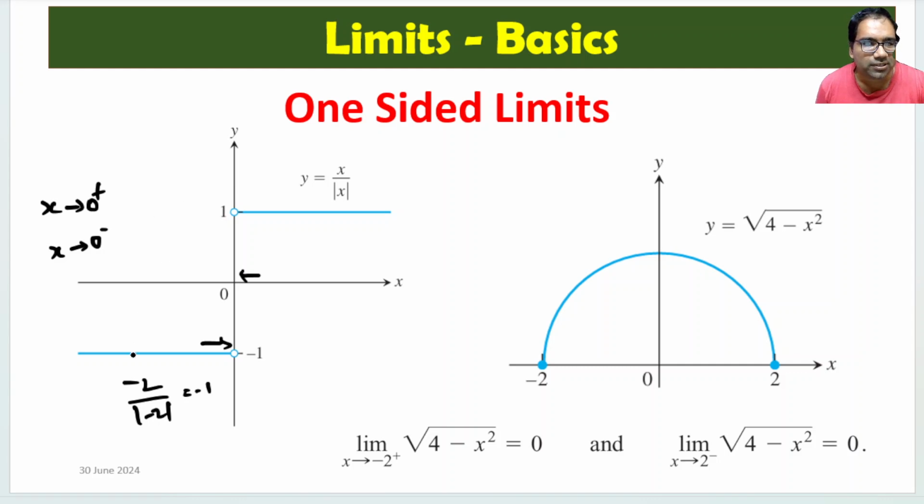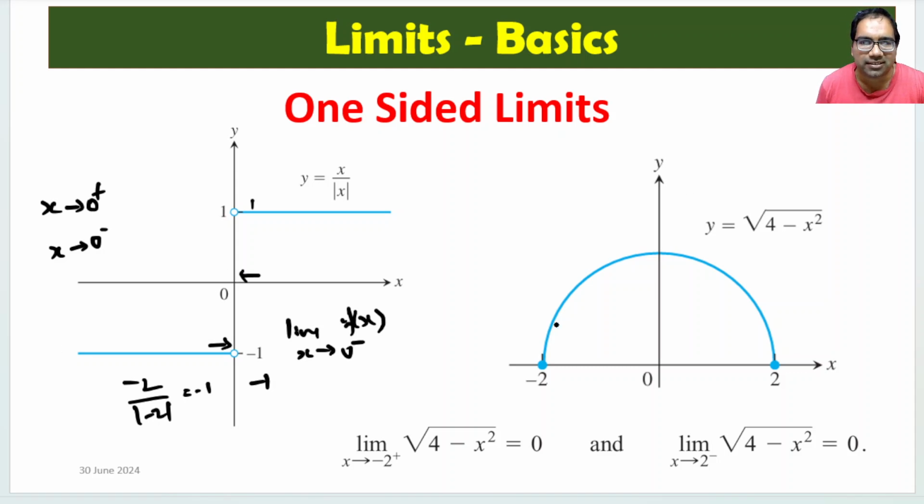Now, when we are approaching 0 from the left side, as long as x is less than 0, we write it as limit x tends to 0 minus of f of x, and this we call minus 1. When we are approaching from the right side, we call it plus 1. Obviously, the left hand limit and right hand limit are not matching. So overall, this function doesn't have a limit at x equal to 0.